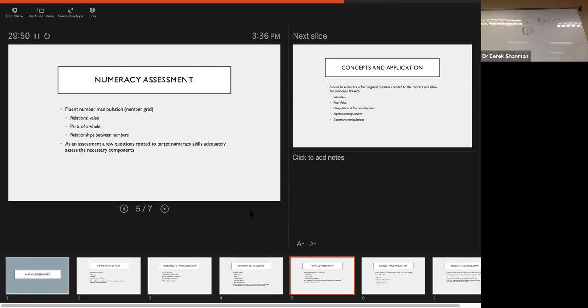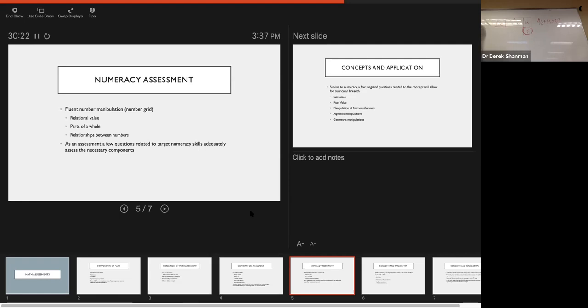All right. Relational value, greater than, less than, or equal to, same thing. You don't need a lot of questions. You can either do it or you can't. Parts of a whole. Give me two numbers that make 56. Give me three numbers that make 24. Can I tear that number apart and put it back together? So these are different types of skills that are encompassed in numeracy.